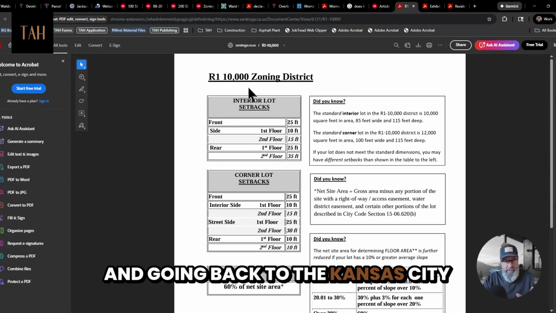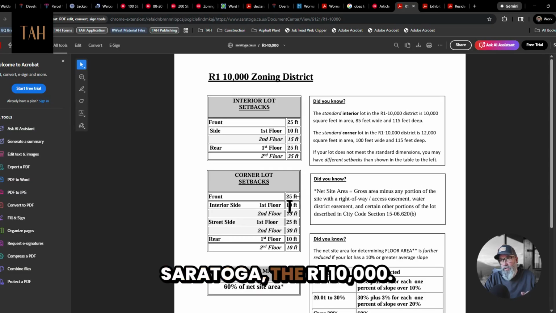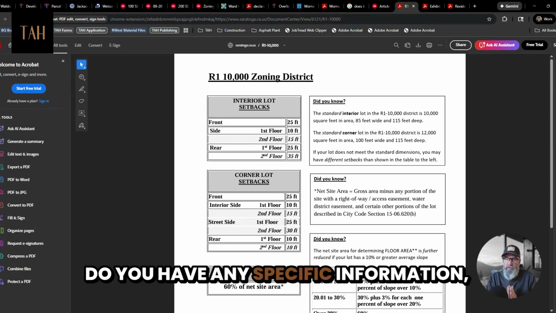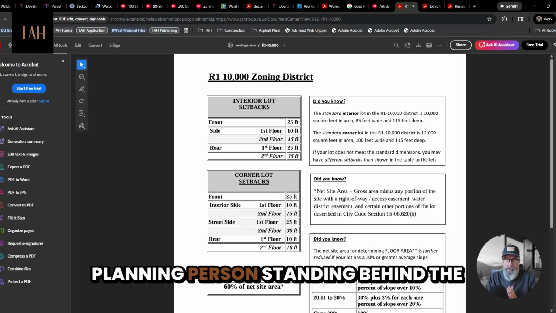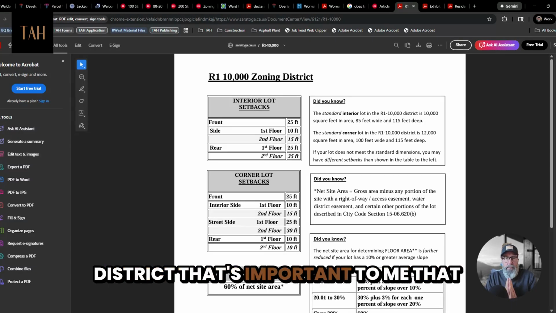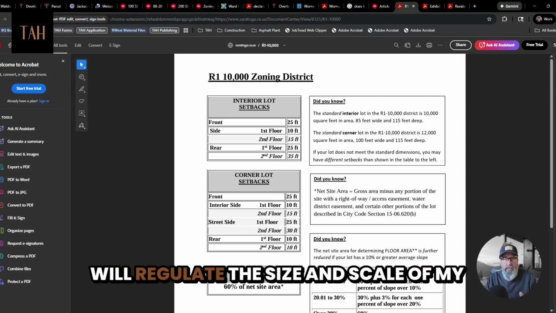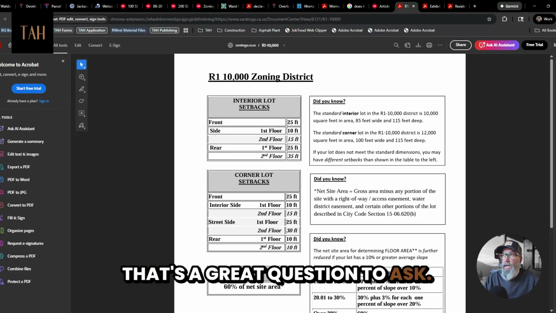And going back to the Kansas City example of the R6, here we are in Saratoga, the R1, 10,000. Do you have any specific information, Mr. or Mrs. Planning person standing behind the counter, that is specific to my zoning district that's important to me that will regulate the size and scale of my home? That's a great question to ask.